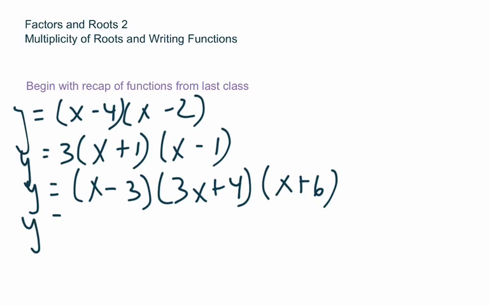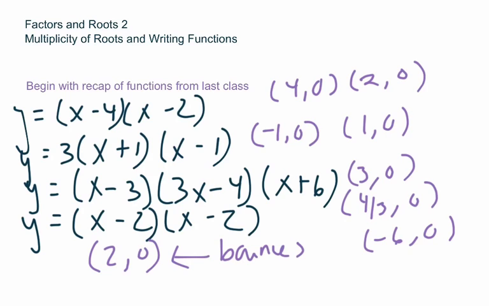So what we did last class was we confirmed that everywhere that we said we had a root, the graph actually did cross the x-axis at those points. And here's the zeros, or roots, or x-intercepts from last class. And I did catch a typo. I had written 3x plus 4 here, and the original problem was 3x minus 4. So I'm sorry about that.